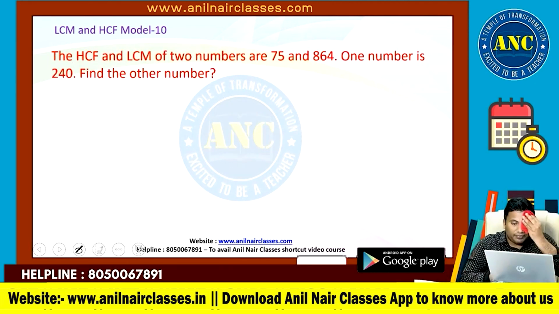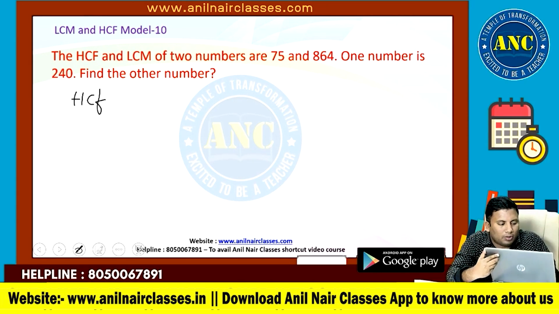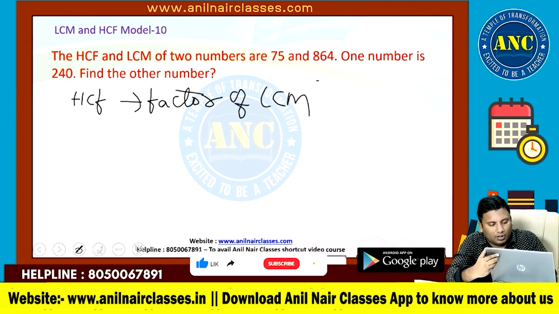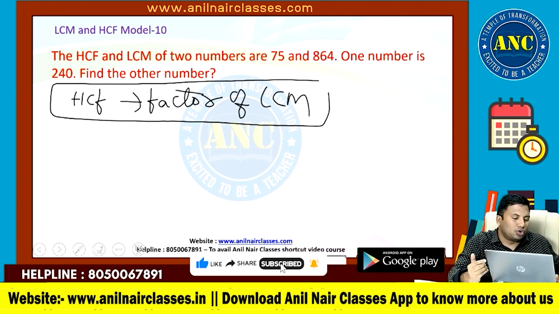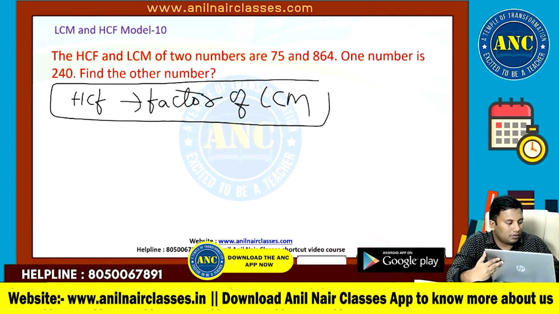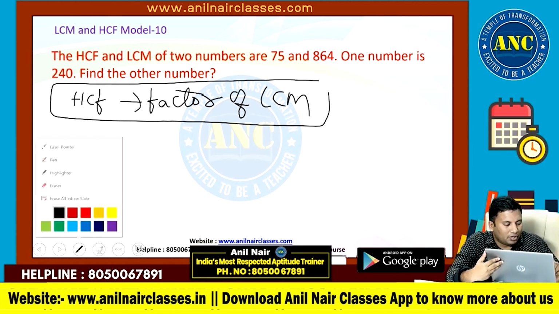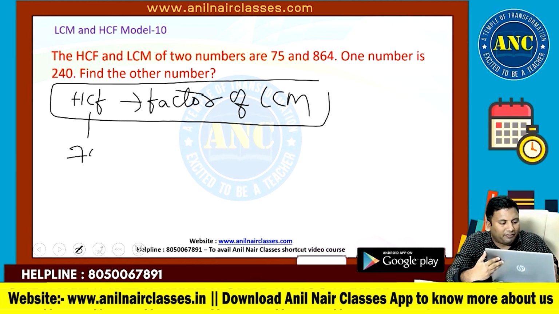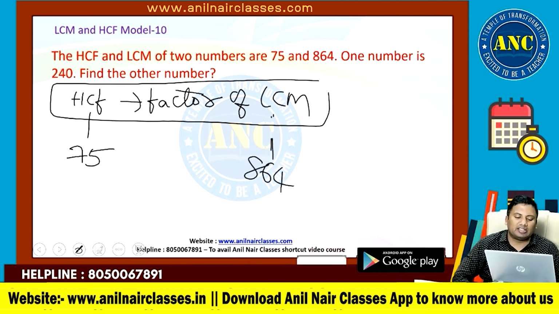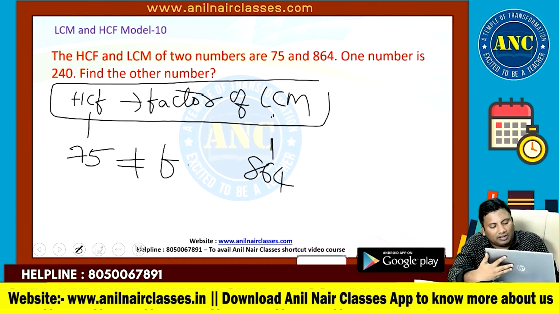Next one. Please see this question. HCF and LCM of the two numbers. HCF should be a factor of LCM. HCF we got is 75. LCM is 864. First check whether 75 is a factor of 864. 864 is a multiple of 4. But in 75, no multiple of 4 is there. 75 is not a factor of 864.